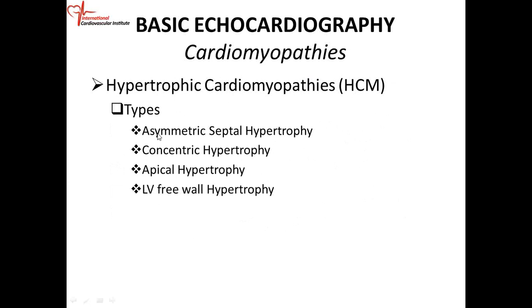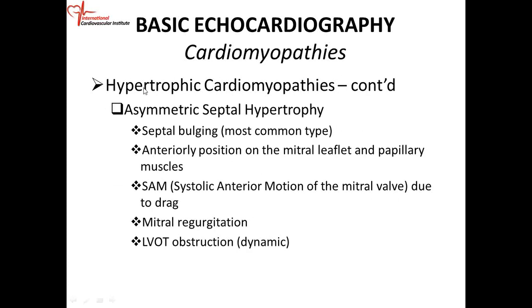You can have just the septum be very, very thickened. We call that asymmetric septal hypertrophy. The thickening can be all around, so we call that concentric hypertrophy. It can be located just in the apical portion, and we call that apical hypertrophy. Or it can be just in the LV free wall, and we call that LV free wall hypertrophy. So let's look at the asymmetric septal hypertrophy. Just the septum is now thickened.